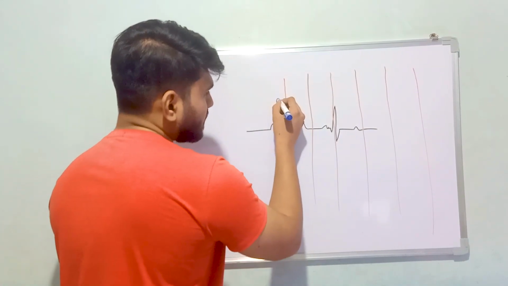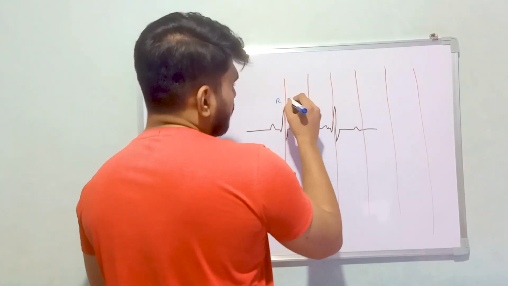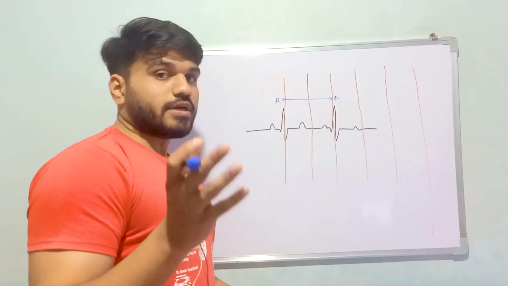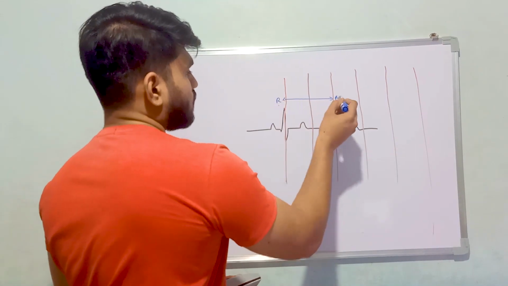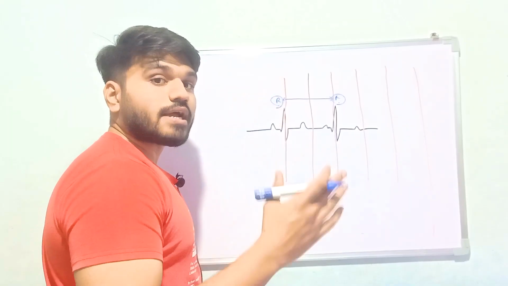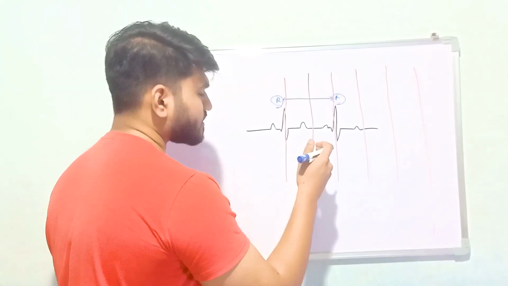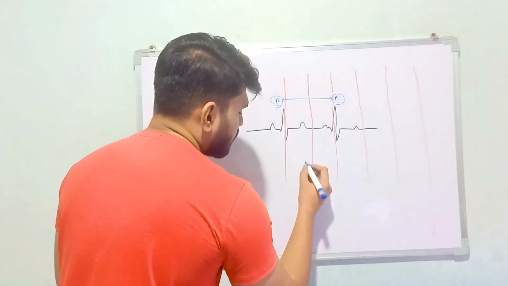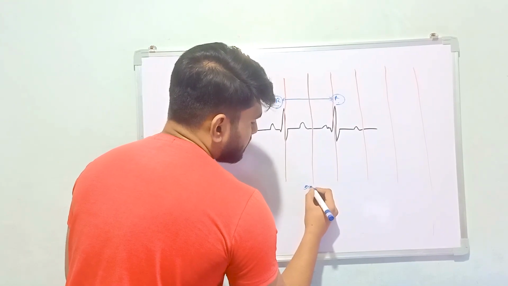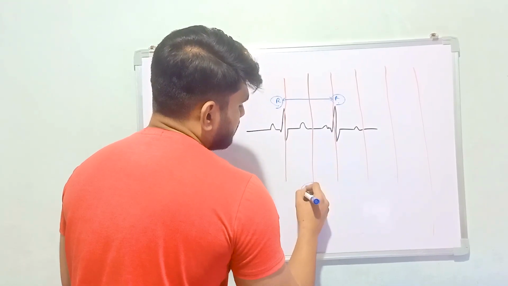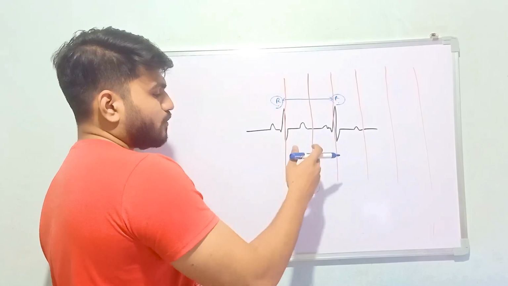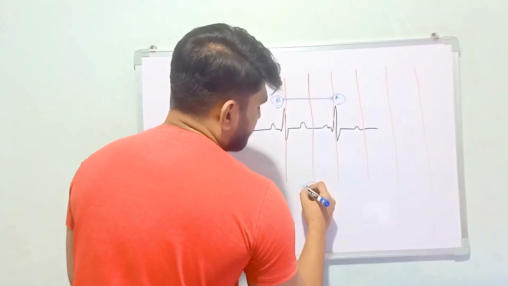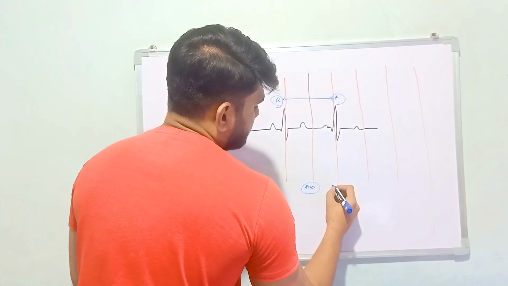You have to start from this R wave, and calculate from R wave to R wave. So you will calculate heart rate from R to R wave. You have to calculate from the large boxes, not from the small boxes inside the large boxes. You will start from here. This is 300. Then you have to divide it by the number of boxes. This is 2 boxes, then 300 divided by 2 is 150.